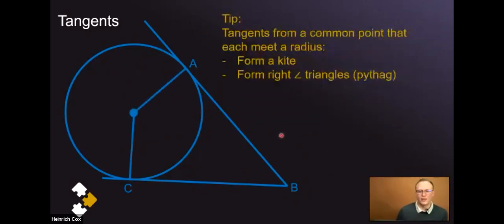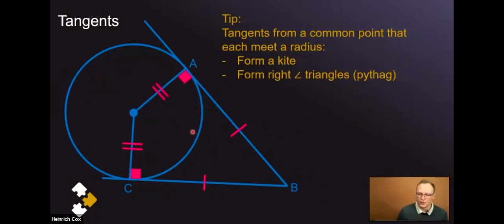Okay, then something that's really interesting here is that when you do have tangents from a common point that each meet a radius, right? So here we've got a radius there, and you've got a radius there. What's interesting is that it forms a kite, right? So why does it form a kite? Well, AB and CB are going to be equal in length, but then also the radii themselves are equal in length. And we know that when you've got a quadrilateral with the adjacent sides equal, so AB equals BC, and the two radii equal, then you do have a kite, right?